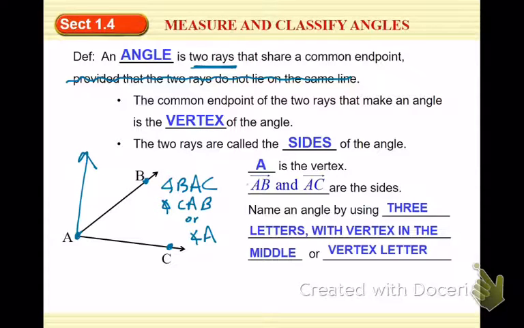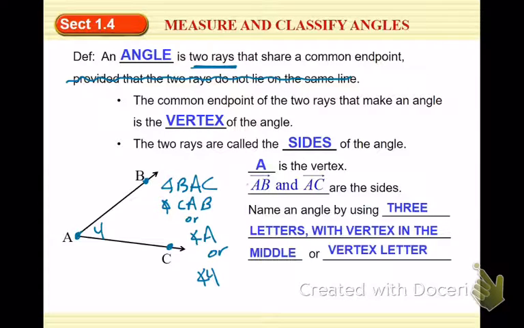But that's if the angle is not all by itself. If it is all by itself, then you can use angle A. I'm going to add one more way in here. Sometimes we'll put a number inside the vertex, inside the angle, and then we can call this angle 1. We could put a 2 in here, or a 3, or a 4, and call this angle 4. It doesn't really matter what number we use, but we can use a number inside the vertex.